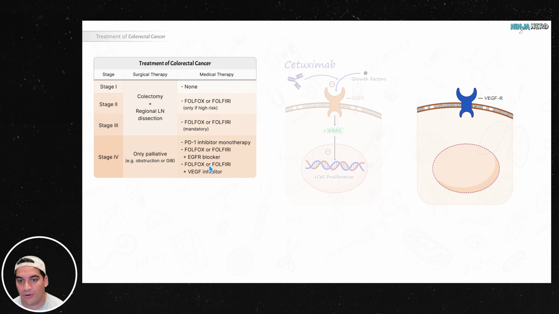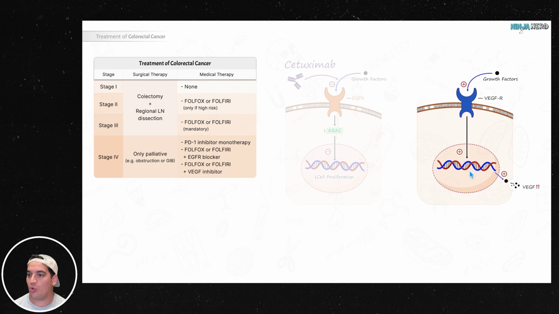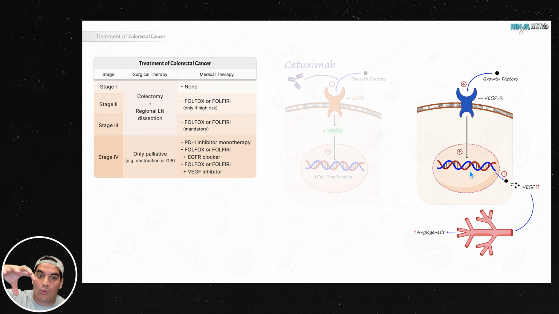Now, FOLFOX or FOLFIRI plus a VEGF inhibitor is another option that you can give. It's pretty straightforward. VEGF is a growth factor that binds onto the VEGF receptor and stimulates a pathway inside of the nucleus to help increase VEGF release. And VEGF will then say, okay, let me go ahead and stimulate endothelialization and help to make more blood vessels. So it sprouts out all these little vessels. Now you've got all these spaghetti tubes coming off of it, and that's going to help feed more blood to the tumor. That's called angiogenesis. And if you feed more blood to the tumor, it's going to grow, man.